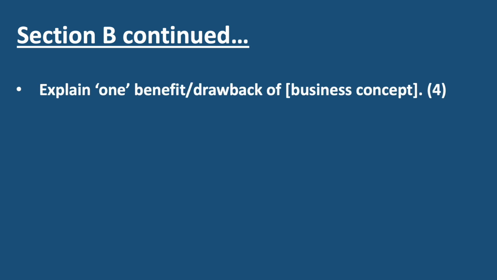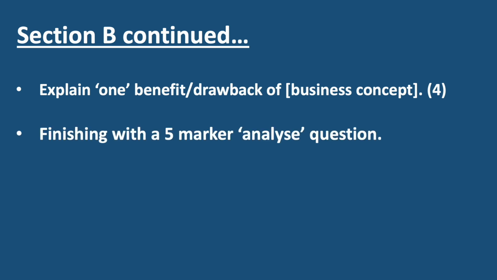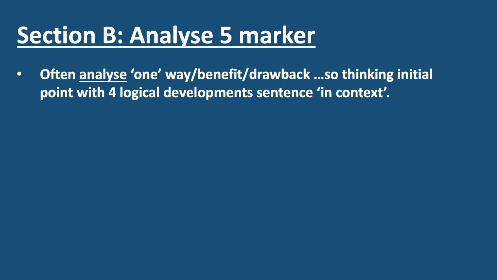Section B continued. So after you've had your calculation questions, you're likely to be followed up with an explain question for 4 marks. It could be explain one benefit or drawback of a certain business concept that you've covered this year. There's also likely to be, at the end of this section, a 5-marker analyse question. Now that 5-marker analyse question is often analyse one benefit or drawback. So think initial point with then 4 logical developments to that initial point.